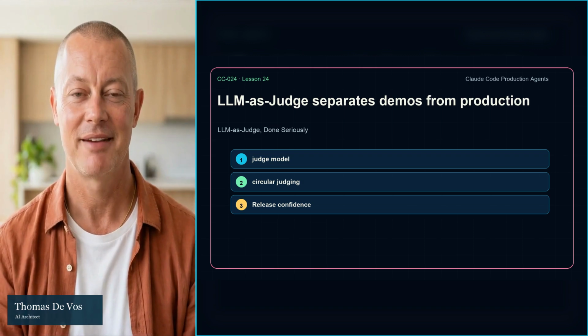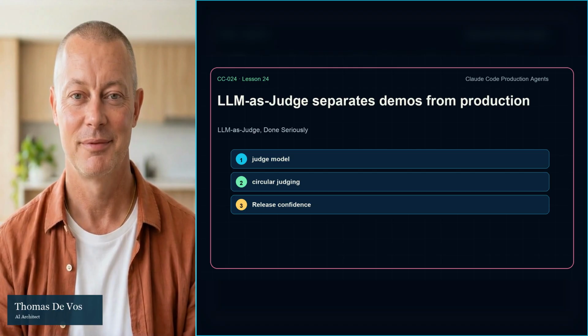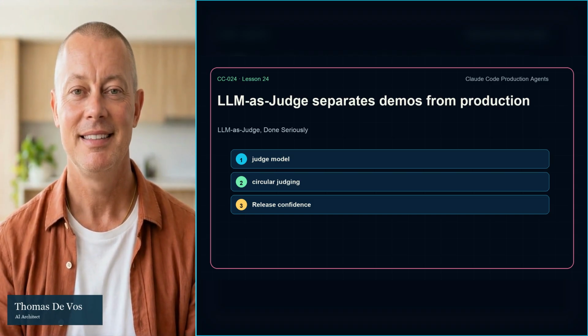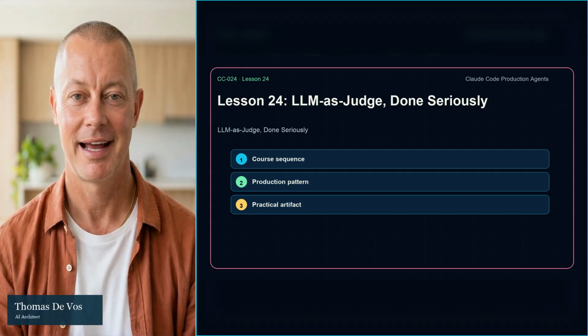A judge model gives every answer a neat score. The dashboard turns green, the release moves forward, and only later does the team discover that the judge was rewarding politeness instead of operational correctness. This is Lesson 24 in Claude Code, Production AI Agents.